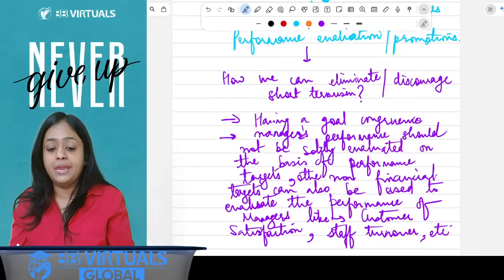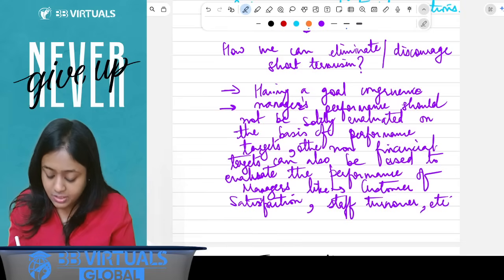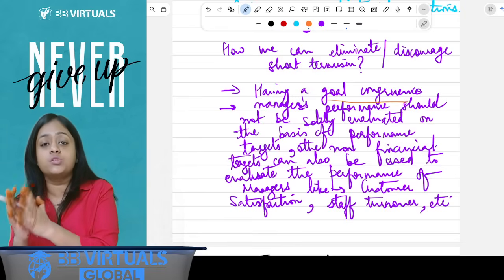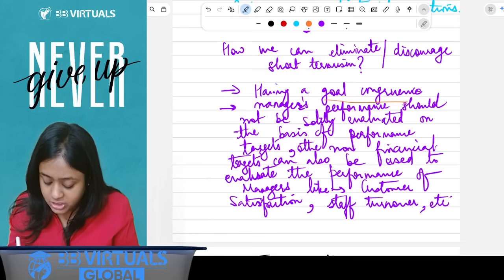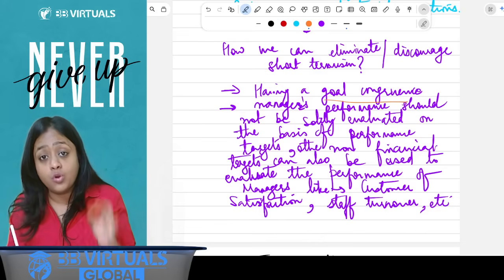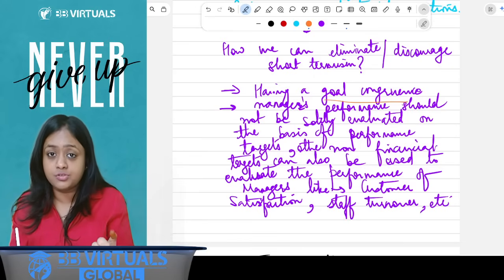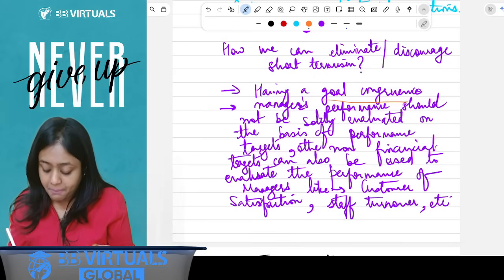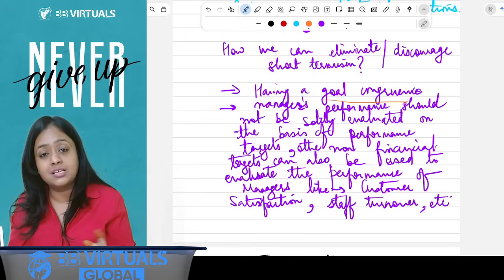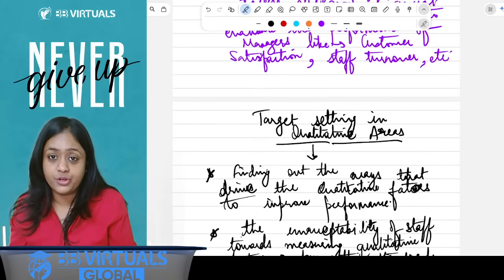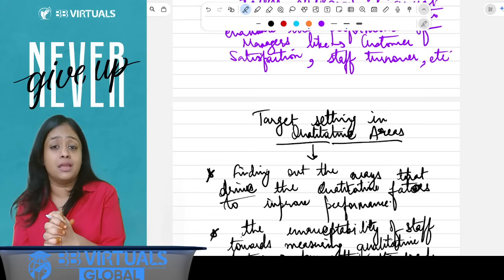Now, how can we eliminate or discourage short termism? We can do it by having goal congruence, that is, the individual goals of the managers or the divisions are congruent with the business as a whole. And a manager's performance should not be evaluated only on the basis of the performance of their division or the return earned by their division overall, but also on other non-financial performance targets, like how much was the customer satisfaction, how much was the staff turnover, all these factors also. So a combination of these should be used to evaluate managers' performance.